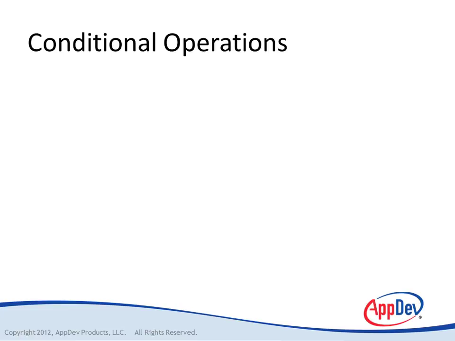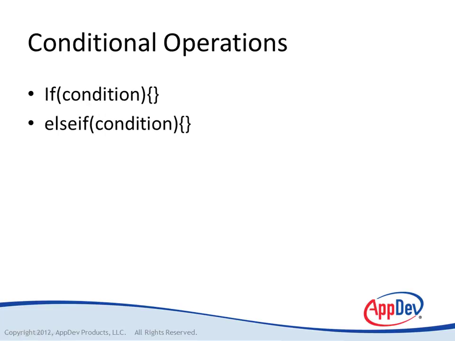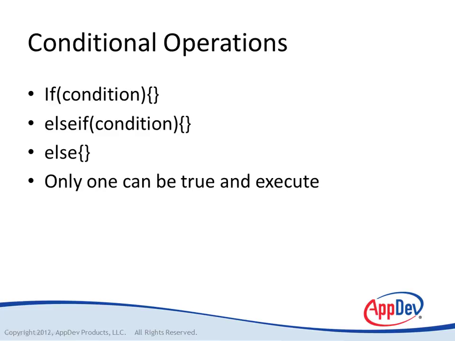The PowerShell language supports conditional operations pretty much the same way every language I've ever used does, which means that it's got an if statement, which takes an else if and an else block. So if one condition is not true, then evaluate the else ifs. There can be more than one else if, and if none of those are true, then execute else. Only one of the if statements can be true and also execute.